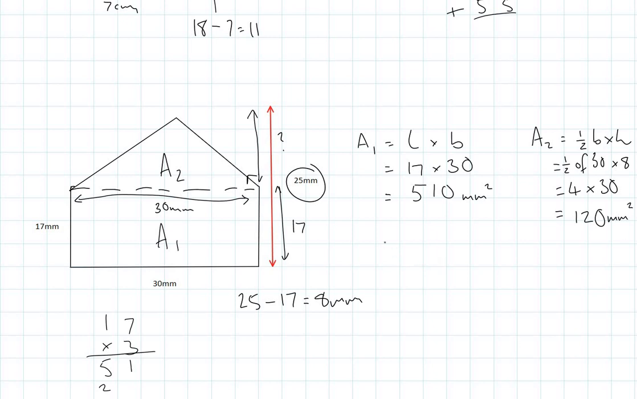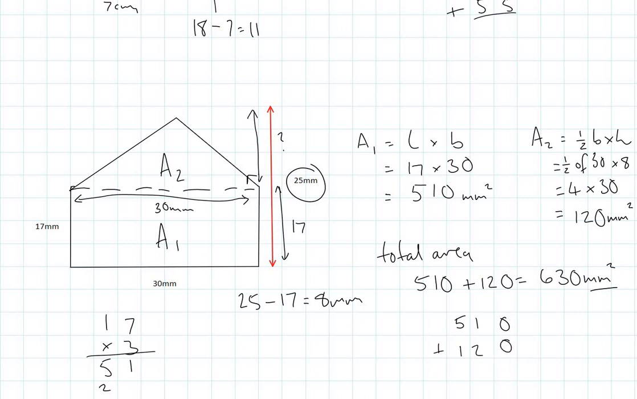So my total area, I now need to do 510 add on 120. And again, I can do that in my head. 10 add 20 is 30, 500 add 100 is 600, so 630 altogether. Remember, your units are squared units for area. And if you're in any doubt at all, write out your chimney sum. In fact, in an exam, write it out anyway, just to double check that you get the same as when you add in your head.